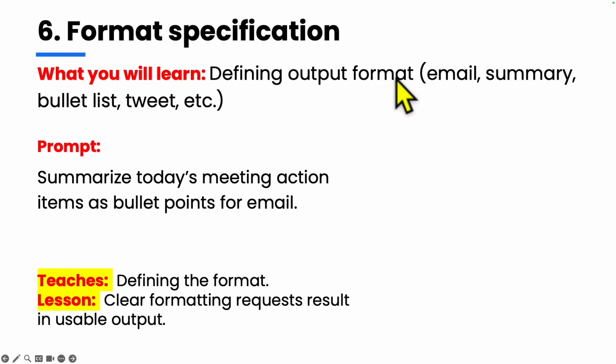Let's look at example number 6. Here we are going to learn about how you can incorporate format specification into your prompt. You can define things like you want the output format to be in a bulleted format or in a short summary or in an email format or based on a social media post or a tweet, etc. So let's look at the prompt. Here we are saying summarize today's meeting action items as bullet points for email.